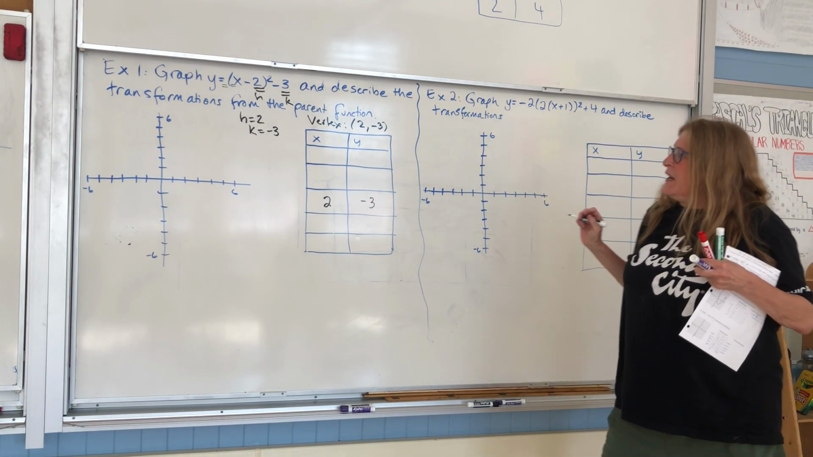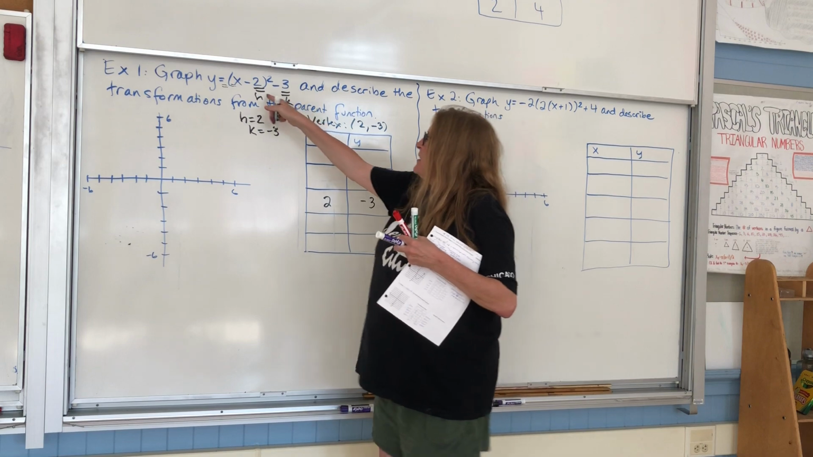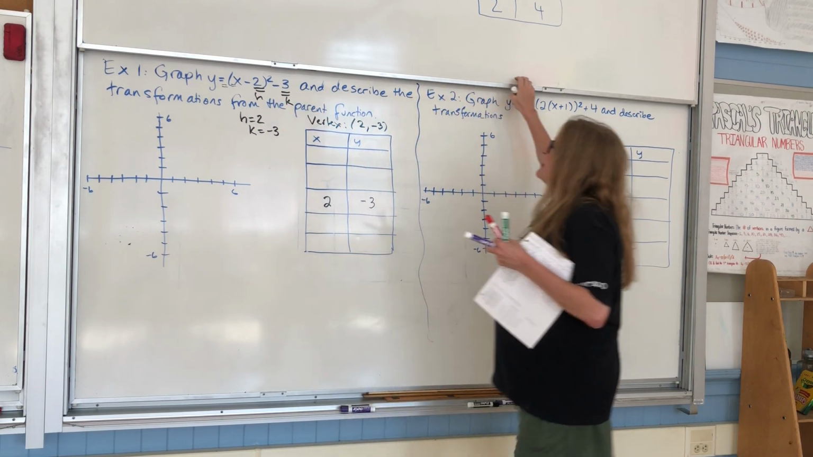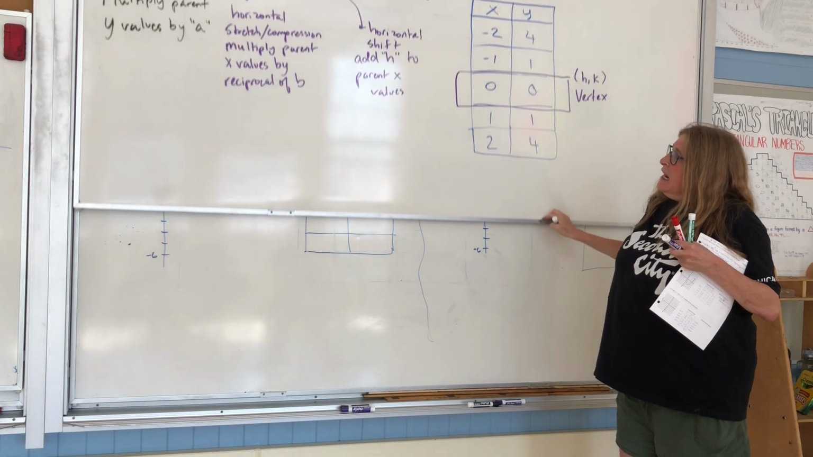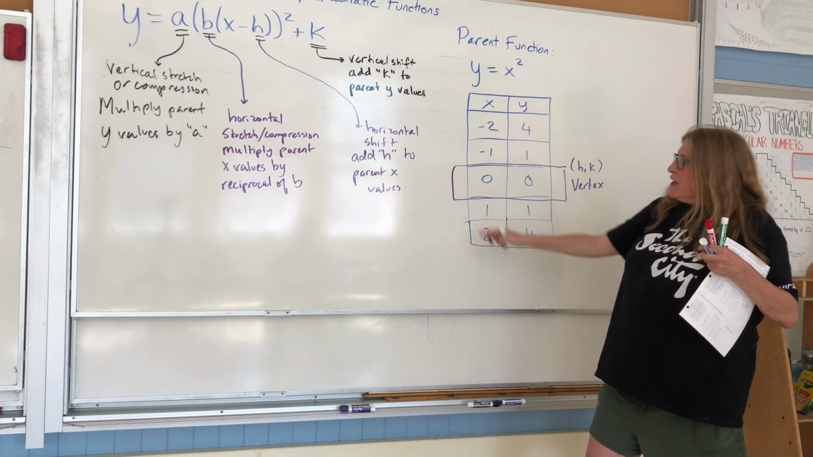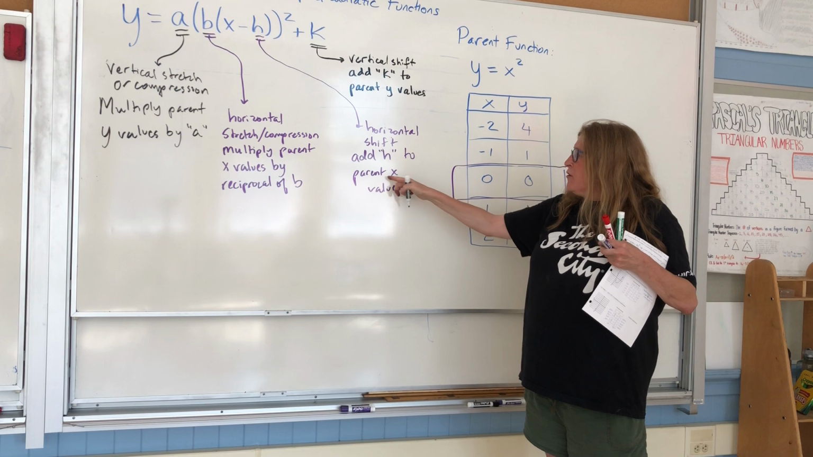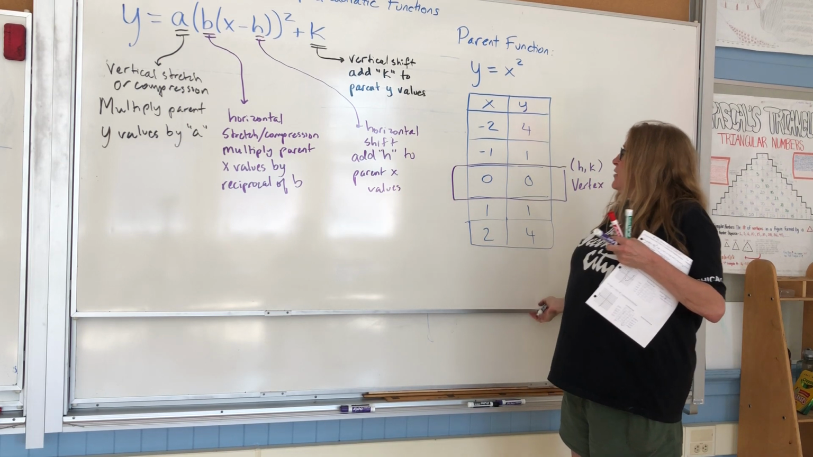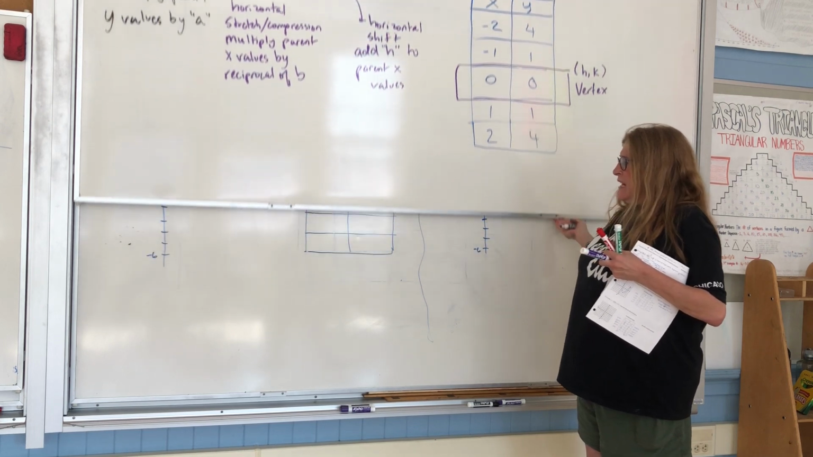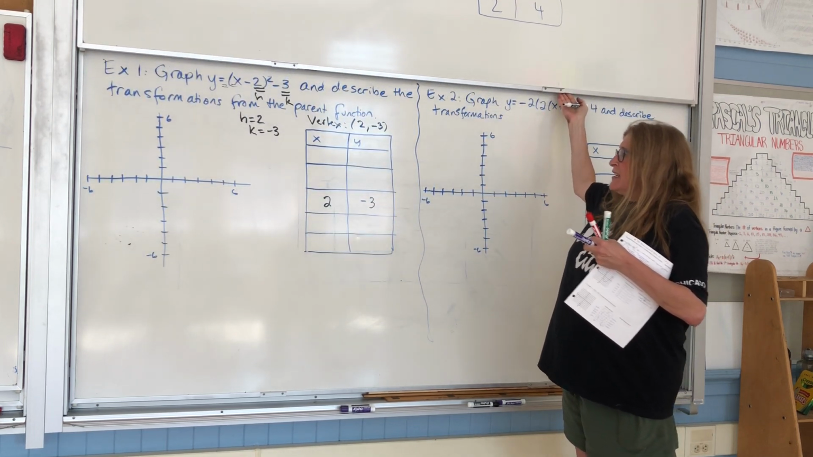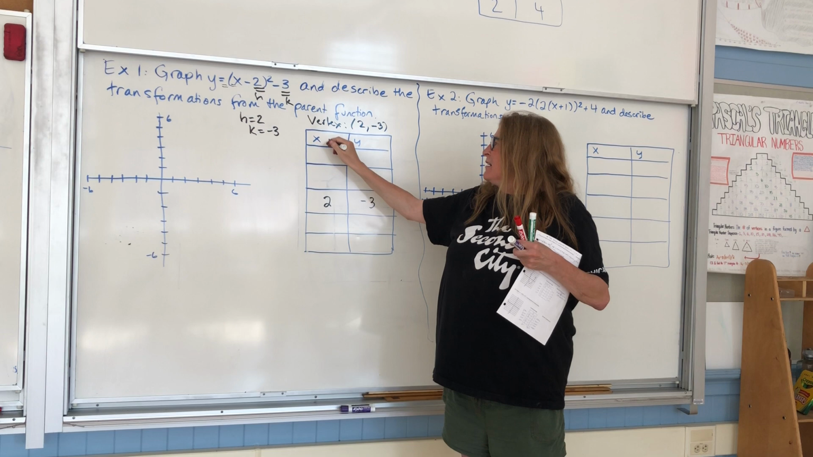Okay, so what we can do here, guys, we've got an h and a k. So let's check and see what the h does. The h says we are going to add h to all the parent x values. Okay, so here are our parent x values. So if I'm going to add h, what I like to do is put a little formula here.